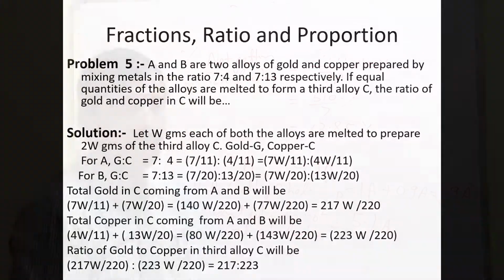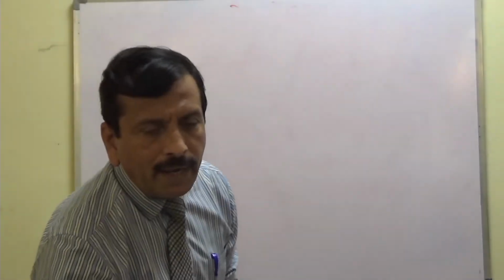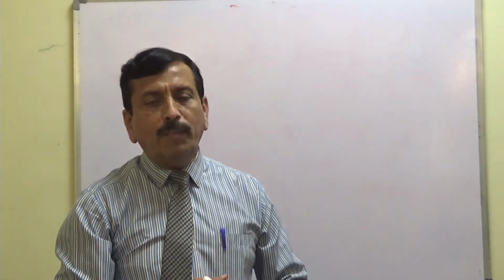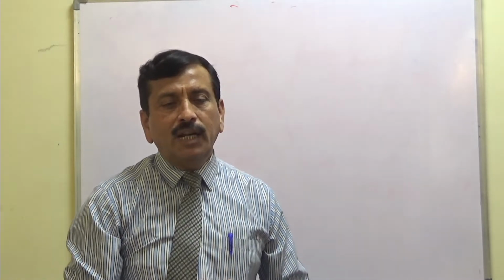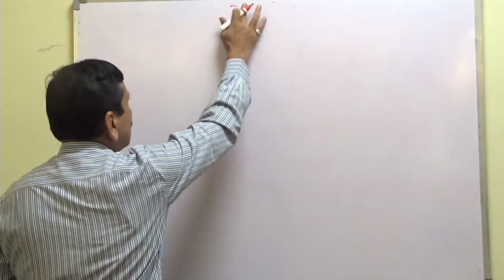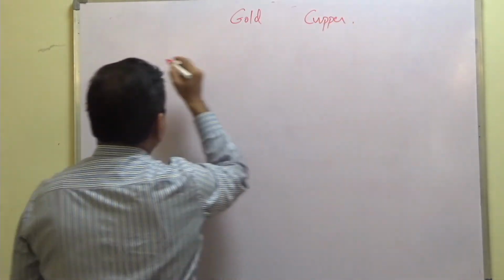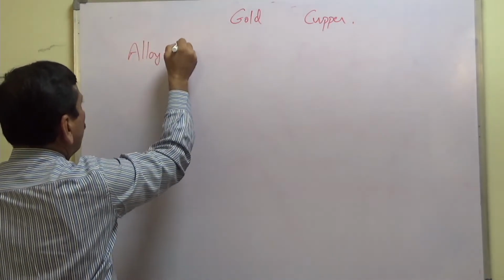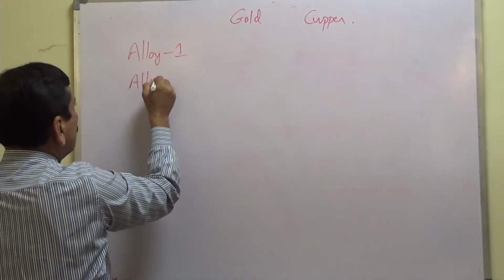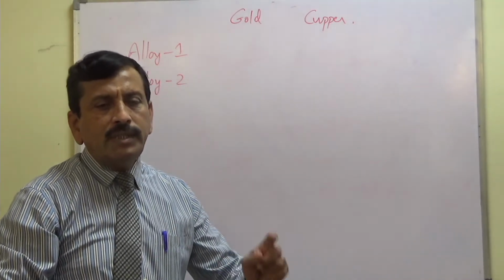Okay. Now read the problem carefully and try to understand it. It is using the ratio proportion concept twice. Let's see. A and B are the alloys of gold and copper prepared by mixing metals in the ratio 7:4 and 7:13. Now this is gold. This is copper. This is alloy 1. This is alloy 2. Now alloy 1 is in ratio 7:4.